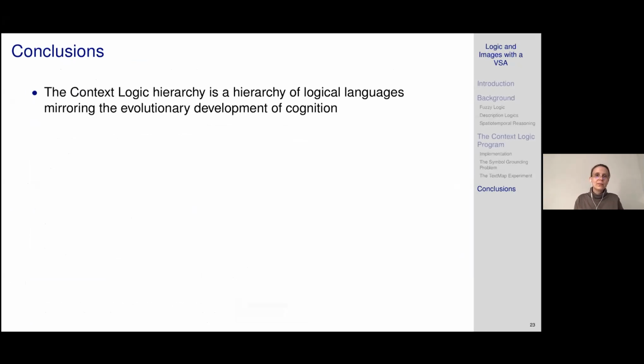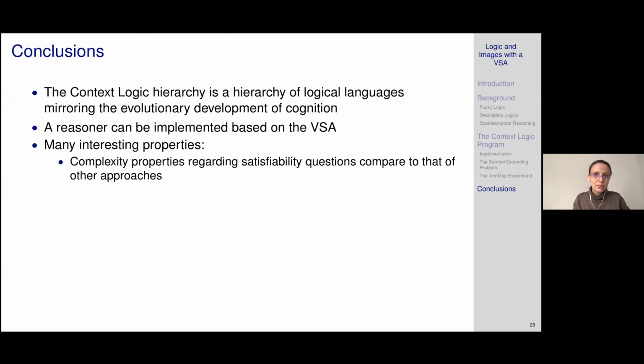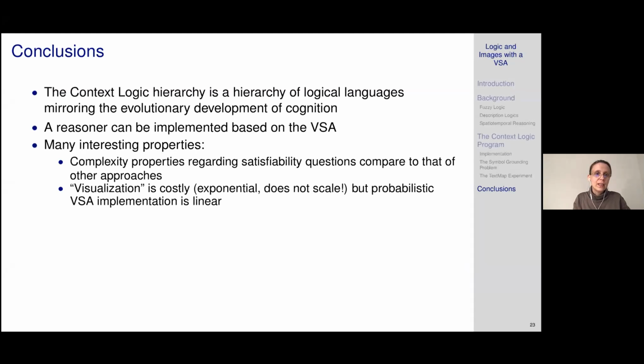In conclusion, the context logic hierarchy, a hierarchy of logical languages, was developed to mirror the evolutionary development of cognition. So what's simple in cognition should be simple there. And a reasoner can be implemented based on the VSA and has many interesting properties. Complexity is not worse than other approaches. The visualization property is costly with the truth table mechanism, then it's exponential and does not scale, but probabilistic with the linear implementation with the VSA.